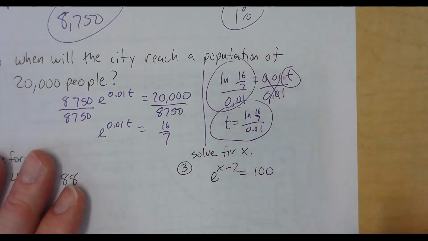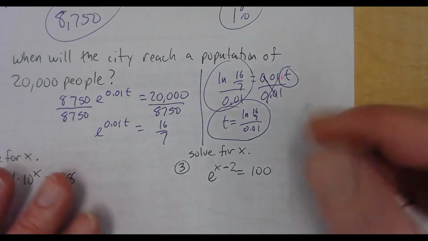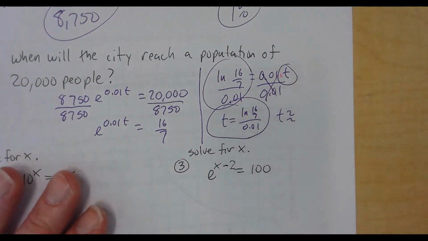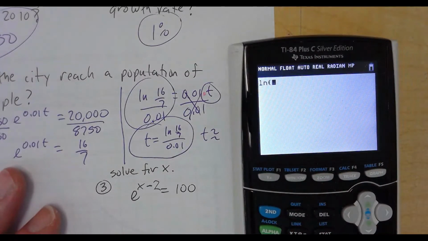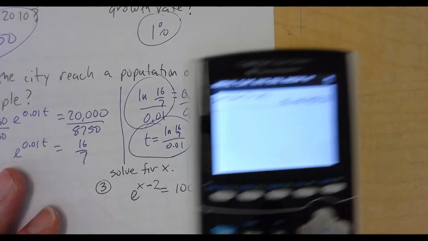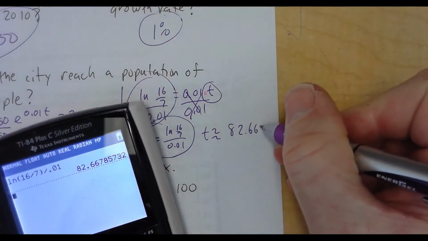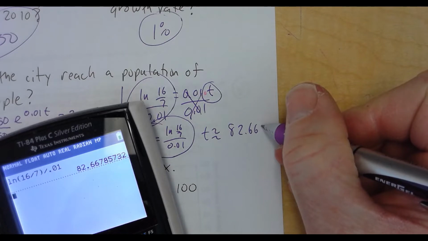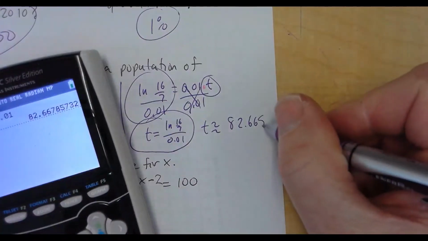I want to see that on your paper, because I want to see the exact answer, and I also want to see then the approximate answer. So we're going to type this into the calculator. It's natural log of 16 divided by 7, close the parentheses, divided by 0.01, equals 82.667 years, so about 82.668 years.